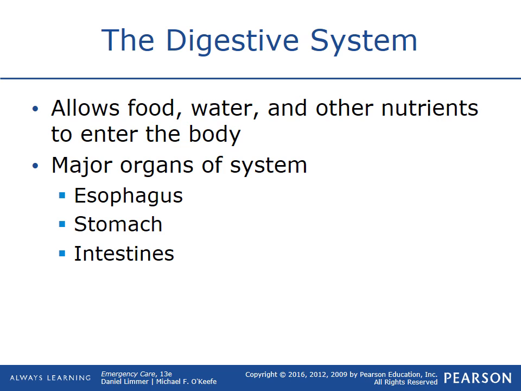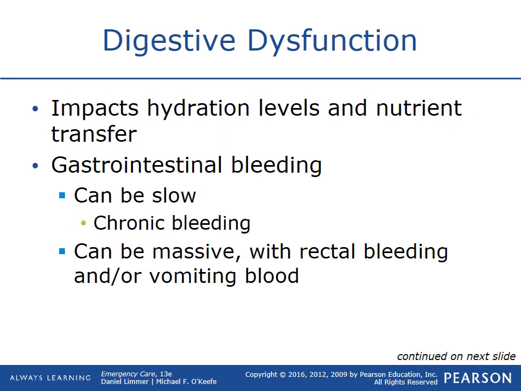The digestive system allows food, water, and other nutrients to enter the body. Some major organs of that system include the esophagus, the stomach, and the intestines. If you have problems with the digestive system, that's going to impact your hydration levels and also your nutrient transfer. You could have problems such as gastrointestinal bleeding.